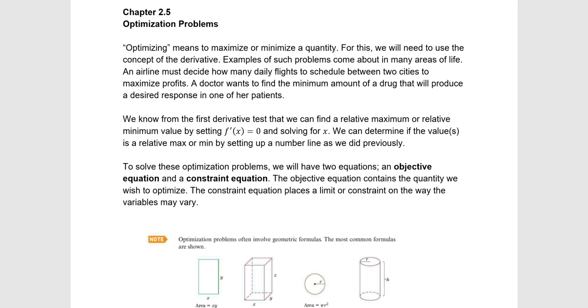So what we're going to be doing is taking a derivative and setting it equal to 0 and solving for x. This is because when we do that, the relative max or relative min is going to be the x value when we set the derivative equal to 0 and solve for x. And then we just have to make sure that it is a relative max or min by setting up the number line like we did in the previous sections.